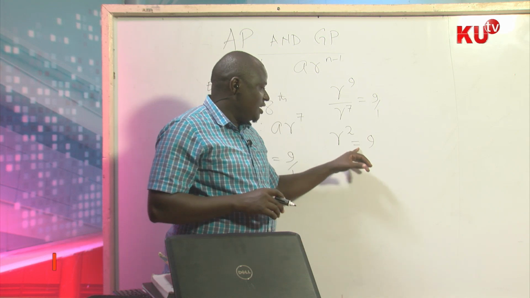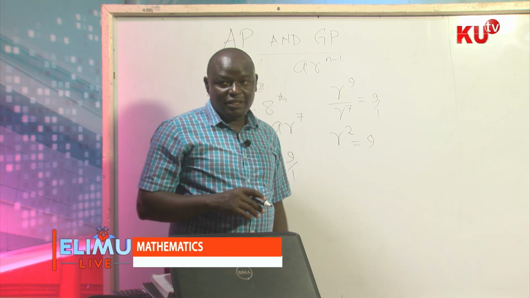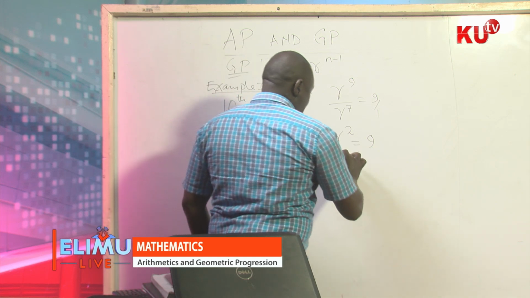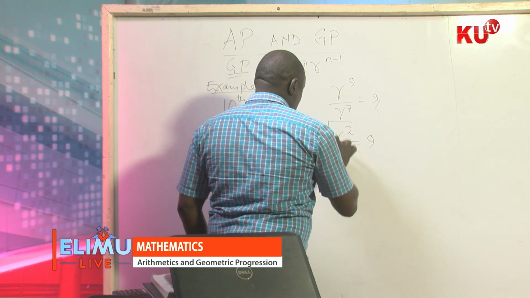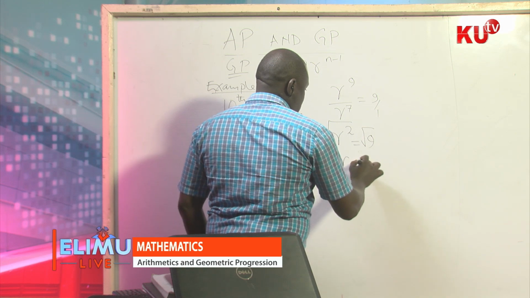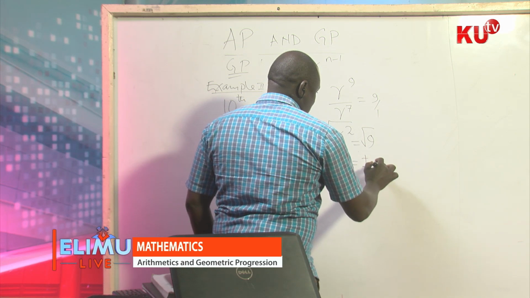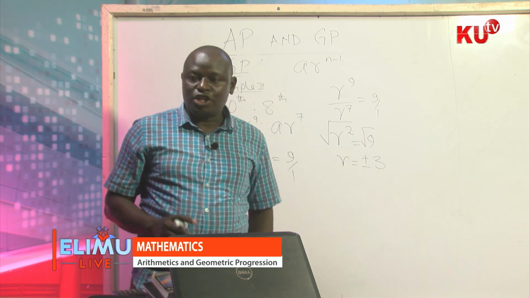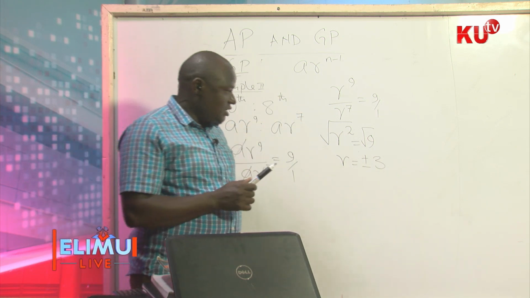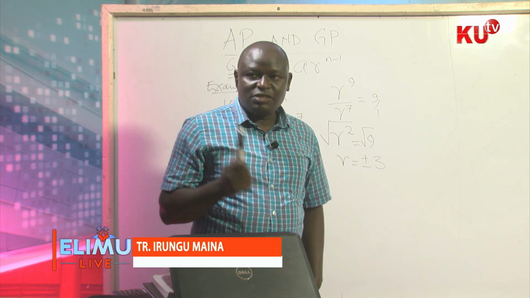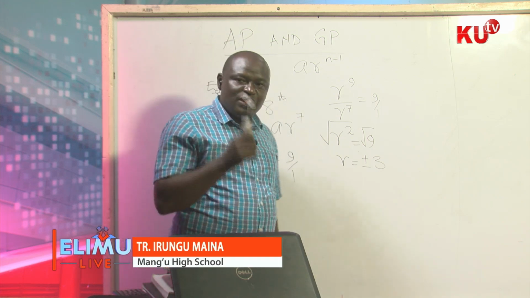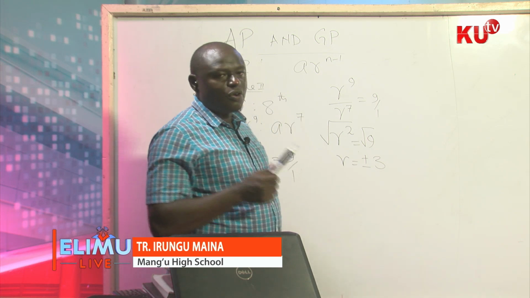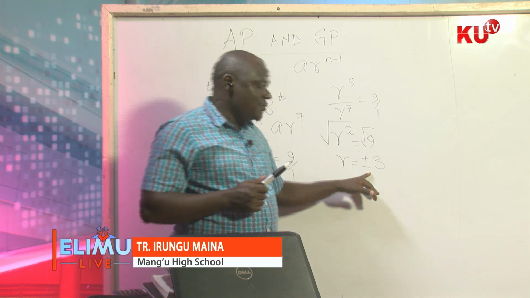So finally we have r squared equals 9. Can we know r? Because they want the common ratio. For r, you get the square root both sides, to get r is plus or minus 3. Our common ratio is plus or minus 3. That's why the question asked, find the two possible common ratios. We knew there would be two.